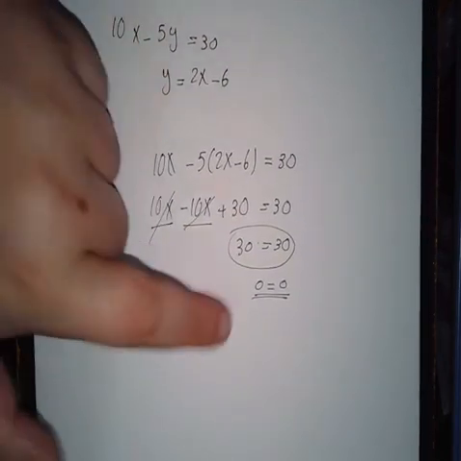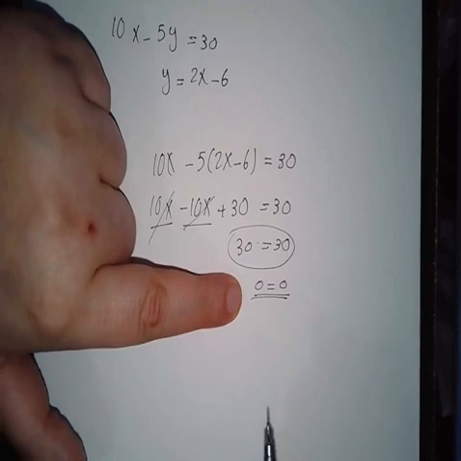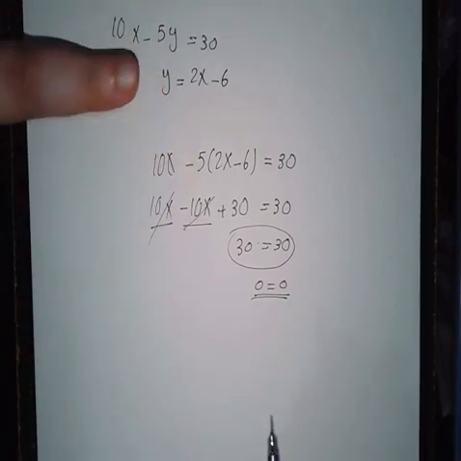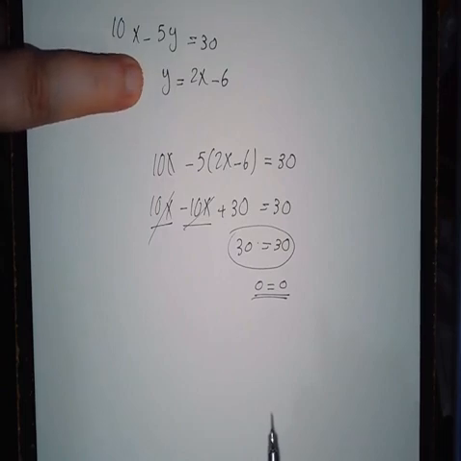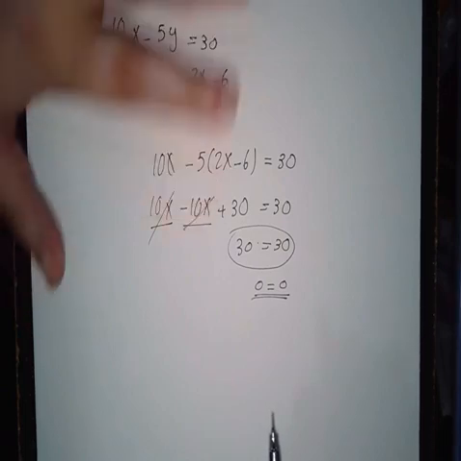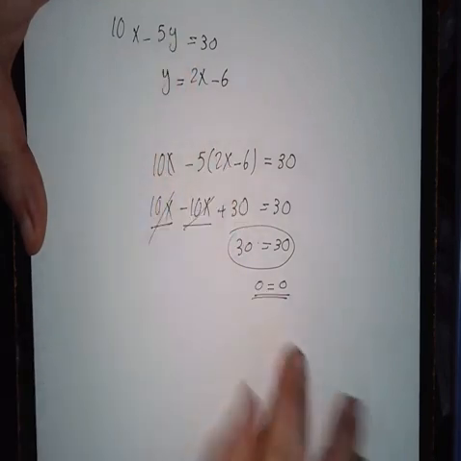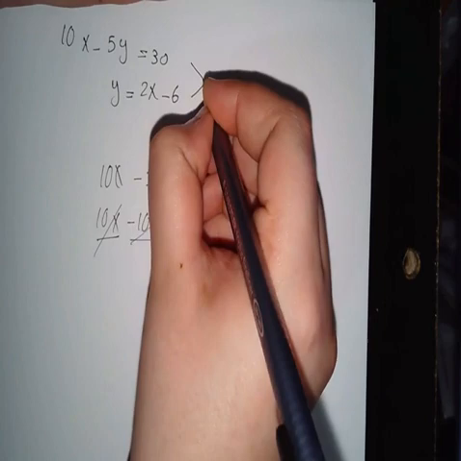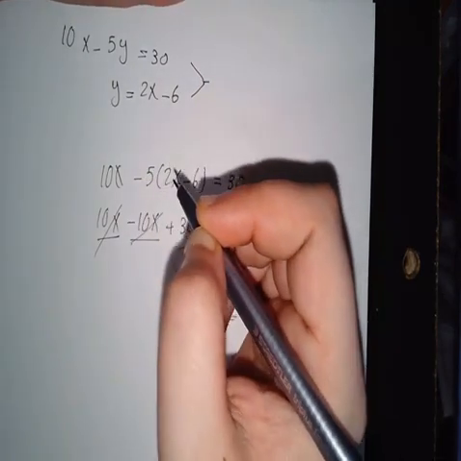So, having found this, you didn't get a solution for x or y. You just got 0, 0. That means that these 2 are actually the exact same line. Now let's try to see it. I will rewrite it to show you that they are actually the exact same line. I was just trying to be sneaky and make it look like they're not.